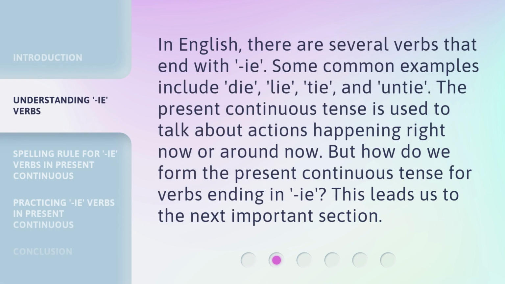In English, there are several verbs that end with -ie. Some common examples include die, lie, tie, and untie. The present continuous tense is used to talk about actions happening right now or around now. But how do we form the present continuous tense for verbs ending in -ie? This leads us to the next important section.